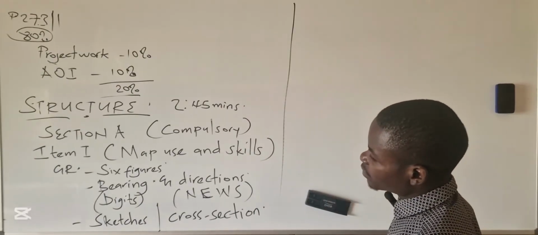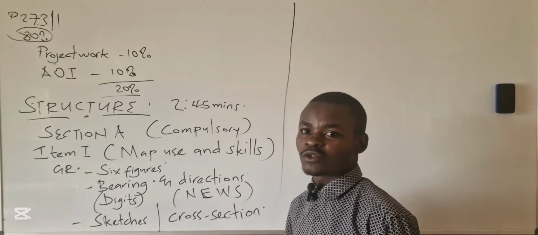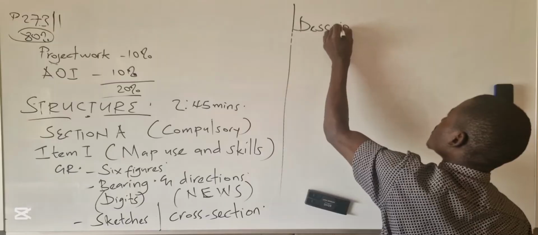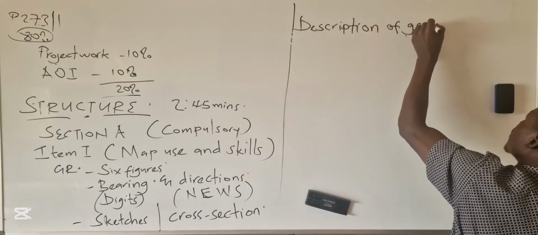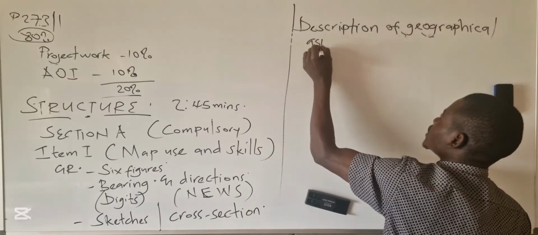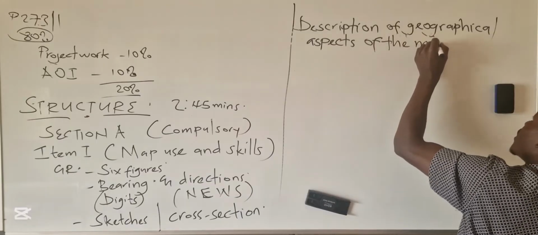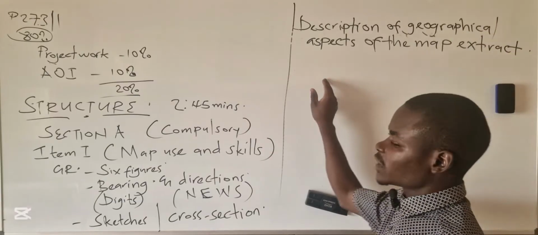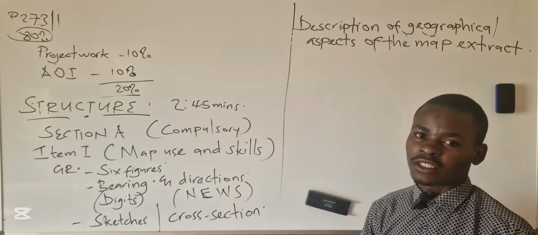Then, away from that, you may find that still under map use, we have some other important concepts to look at. One of them is what we call description of geographical aspects on the map extract. Of course, there are certain aspects that are geographical that we have to analyze when you look at a map extract.